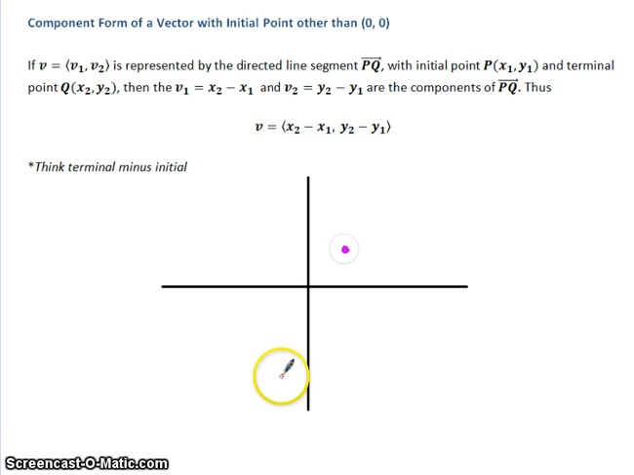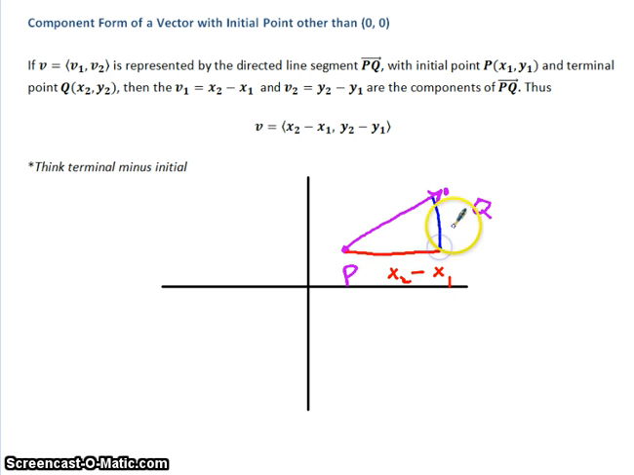So let's say we have initial point P here, terminal point Q here. Here's our directed line segment. If we want to find the component form, then we simply take a difference in our x values and take a difference in our y values, and that will give us the component form of our vector.